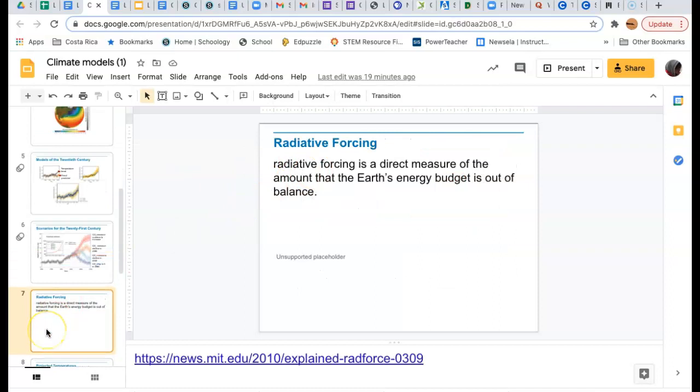Before we go through the rest of the predictions, I just have to explain a concept, you may not know this term.